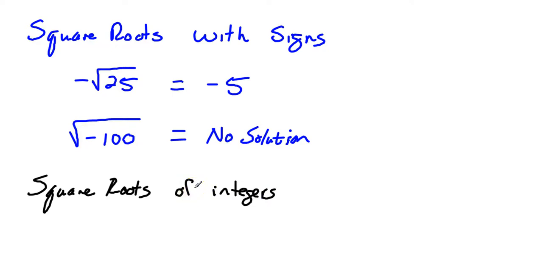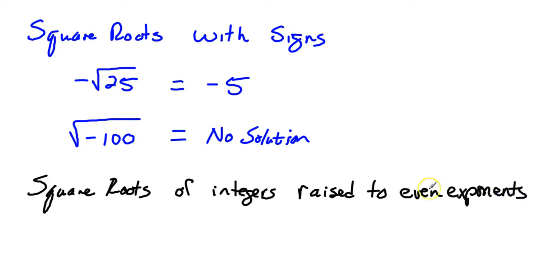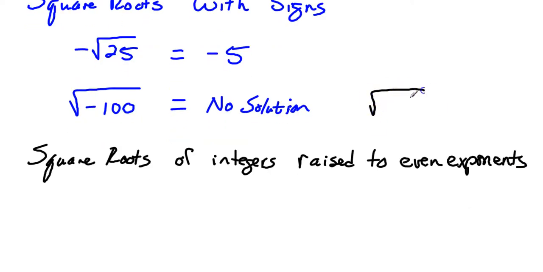Okay, so then we're doing square roots of integers raised to even exponents. Anytime the number on the inside is negative, it's always no solution. There's no real solution, we'll say it that way. It doesn't matter what's on the outside. If you have square root of a negative anything on the inside, it's always no solution.